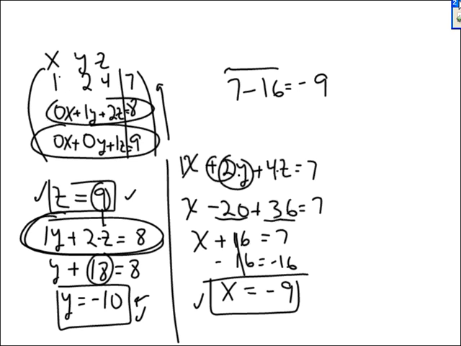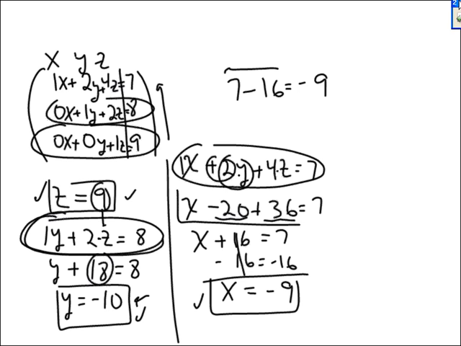Top equation, 1x plus 2y plus 4z is 7. Okay, substitute in what you know about y and z, and then you have one equation in just one variable. You can solve that. Okay, this completes the section on Gaussian elimination. We'll do some more of these next section, just a little bit modified.